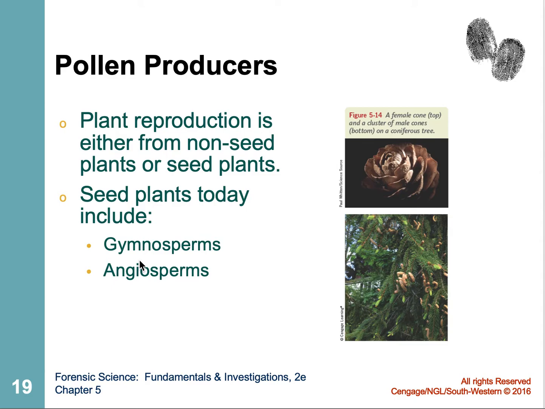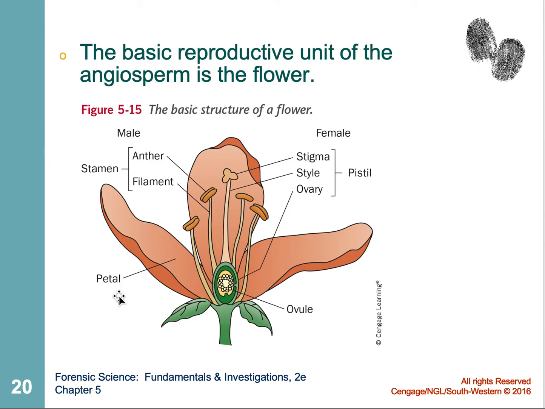So therefore, they're going to be the most likely plants to leave evidence at the crime scene. So these plants are going to be most likely to leave the evidence. Why? There's just more of them, simply put. So let's take a look at the structures here. Here you have what is an angiosperm. An angiosperm is a flowering plant.